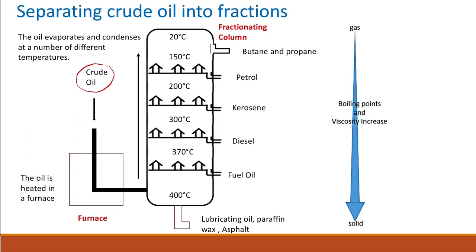The vapors will rise into the fractionating column, where there is a temperature gradient within the column, with higher temperature at the bottom and lower temperature at the top. The different fractions with different boiling points will be cooled down and condensed and collected at different points in the fractionating column. As you can see, as we go down the column, the boiling point and the viscosity will increase.